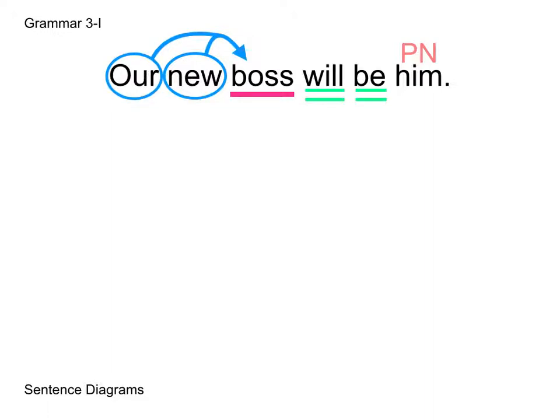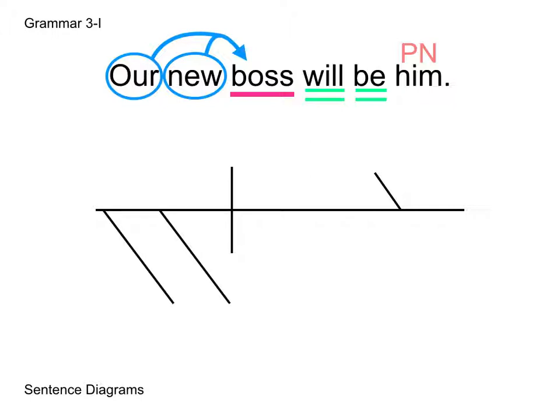So now we are going to go ahead and diagram. So we've got our baseline, and of course we're separating out the subject from the whole predicate. We do have a predicate nominative, so we need a diagonal line, not straight. It has to be diagonal. And then of course we've got words modifying boss. So we are going to have those come off of the subject.